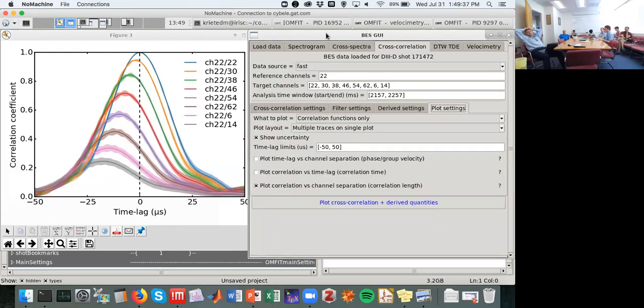And so, yeah, depending on the physics you're interested in, all four of those parameters might be of interest to you.